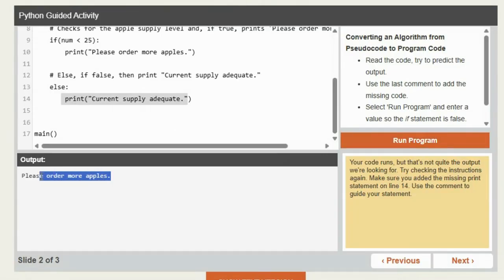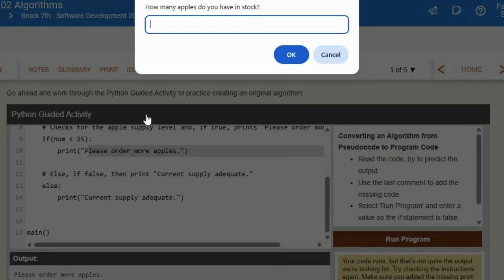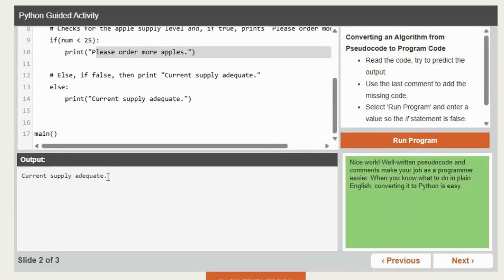Please order more apples. Okay, that's what we should have done, because if we have less than 25, it tells us to order more apples. Let's run it again. Let's say we got apples in. Now we have 52 because we just got 50 apples in. It says current supply adequate.